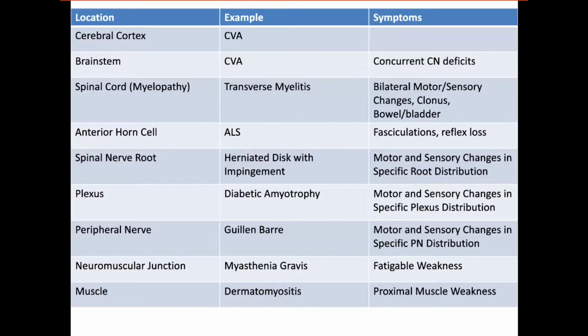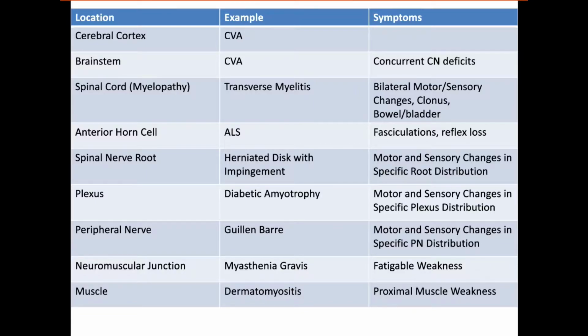We're not going to go over this in detail, but if someone's coming in weak and you're worried about a myelopathy, so spinal cord involvement, it's usually bilateral. Usually there are both motor and sensory changes. Often there's bowel or bladder dysfunction, and often you'll get some sort of abnormality on your reflex testing, for example.